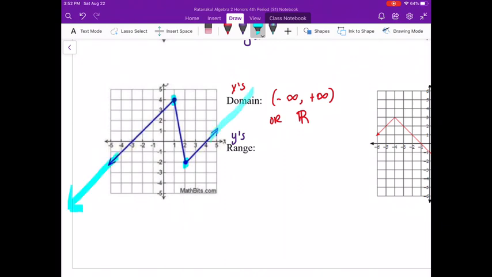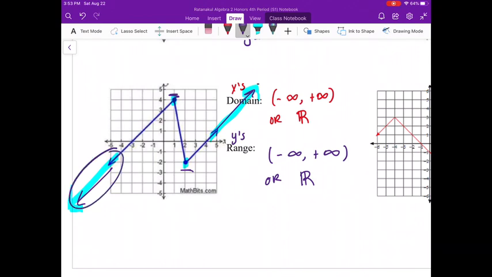are continuing and they're going beyond those points. So really, my range is negative infinity to positive infinity. This graph is going forever down and it's going forever up. It's never stopping. Or we can write all real numbers. So even though you have points in between, when you're looking at domain and range, make sure you're focusing on the extremities or where the ends of your graphs are going.